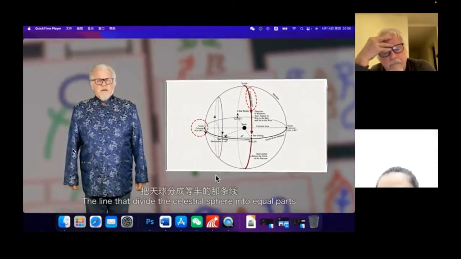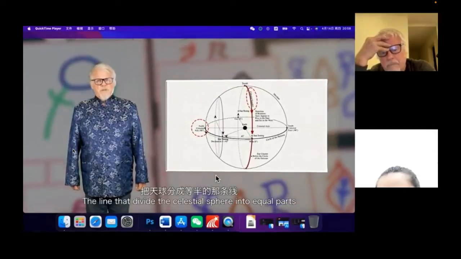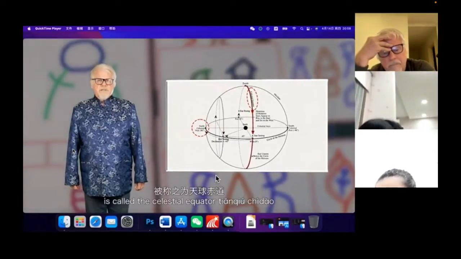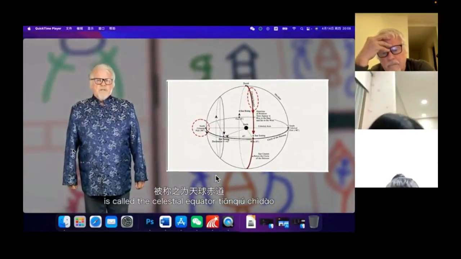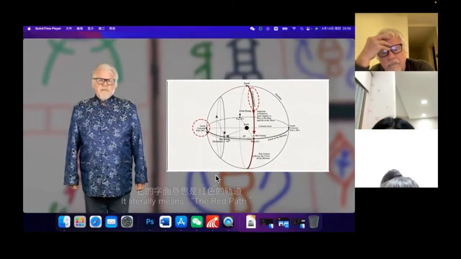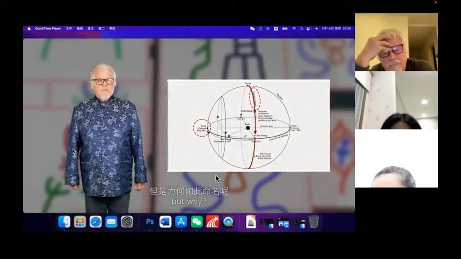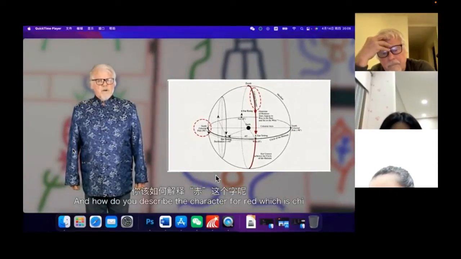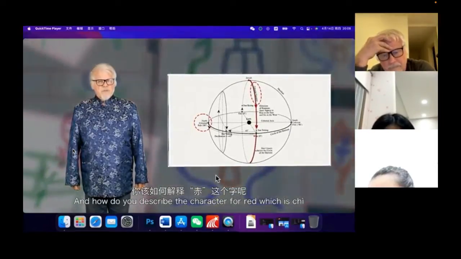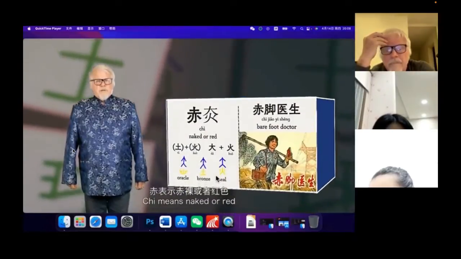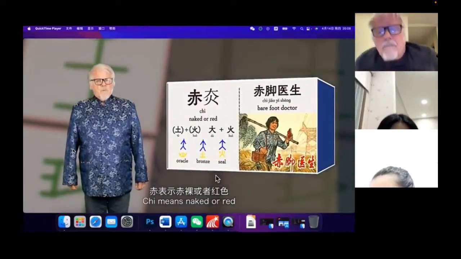The line that divides the celestial sphere into equal parts is called the celestial equator, or Tianqiu Chidao. It literally means the red path. But why? And how do we describe the character for red, which is chi? Chi means naked or red.